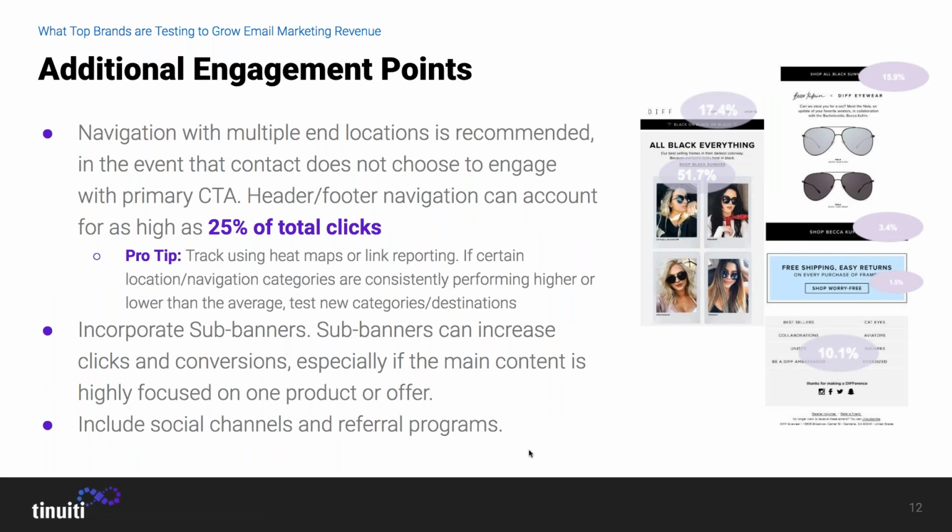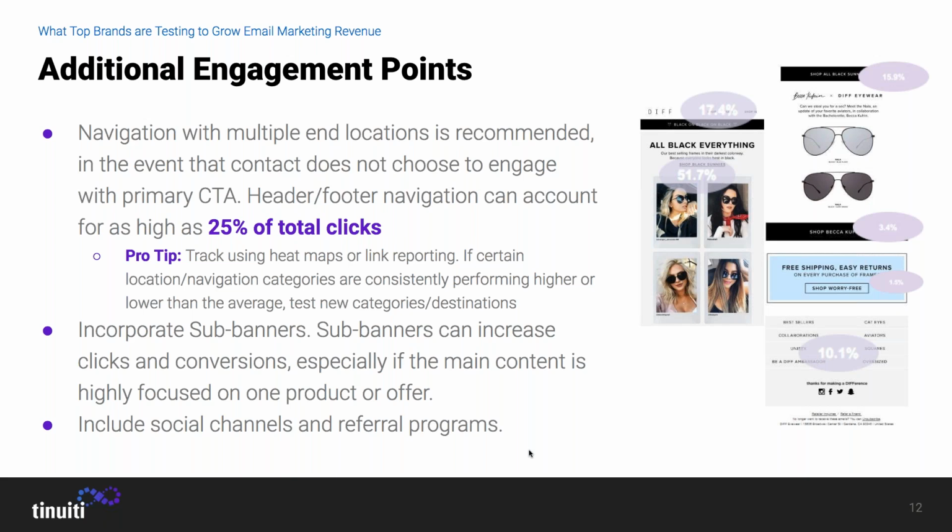Outside of your primary CTA, let's look at navigation with multiple end locations. So that can be a header navigation, that can be footer navigation. And while it might seem like, hey, this is a little bit low impact, header and footer navigation can actually account for as high as 25% of your total clicks. And that's especially the case if you're highlighting a specific promotion or a specific product. So just a pro tip for that.